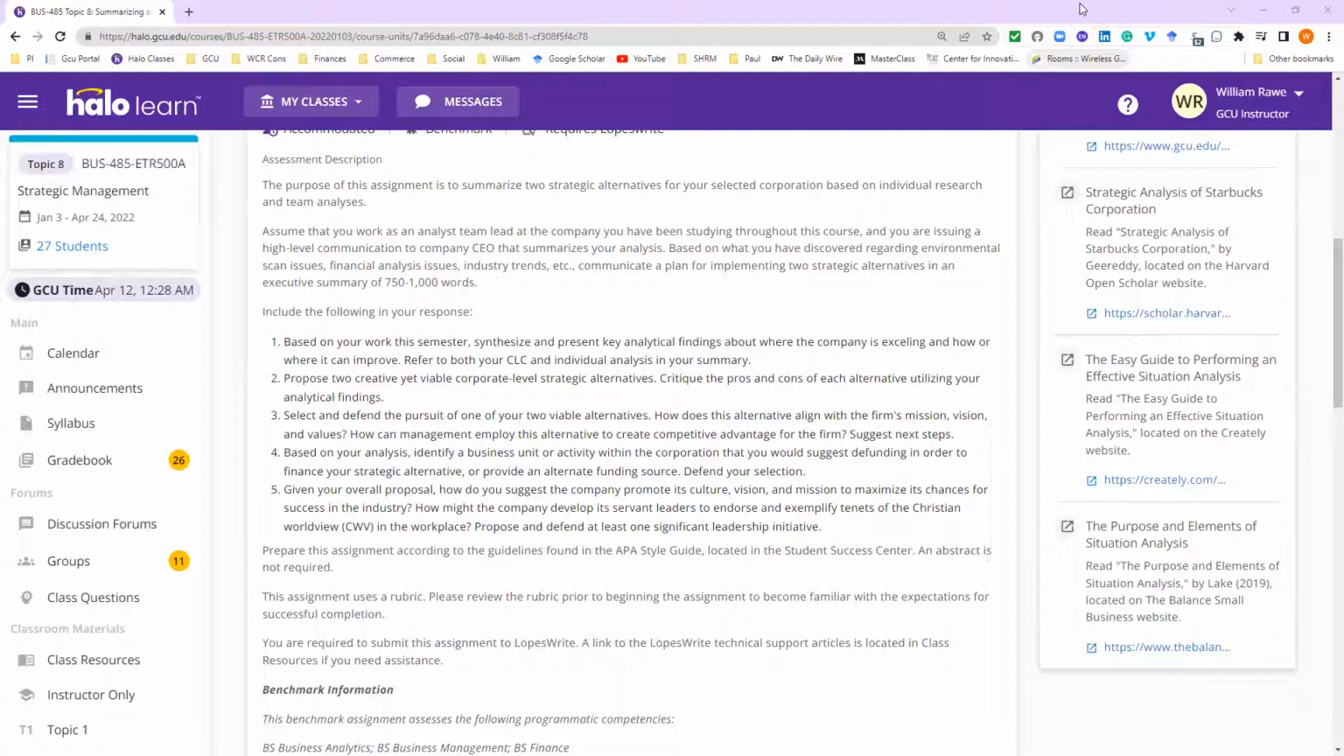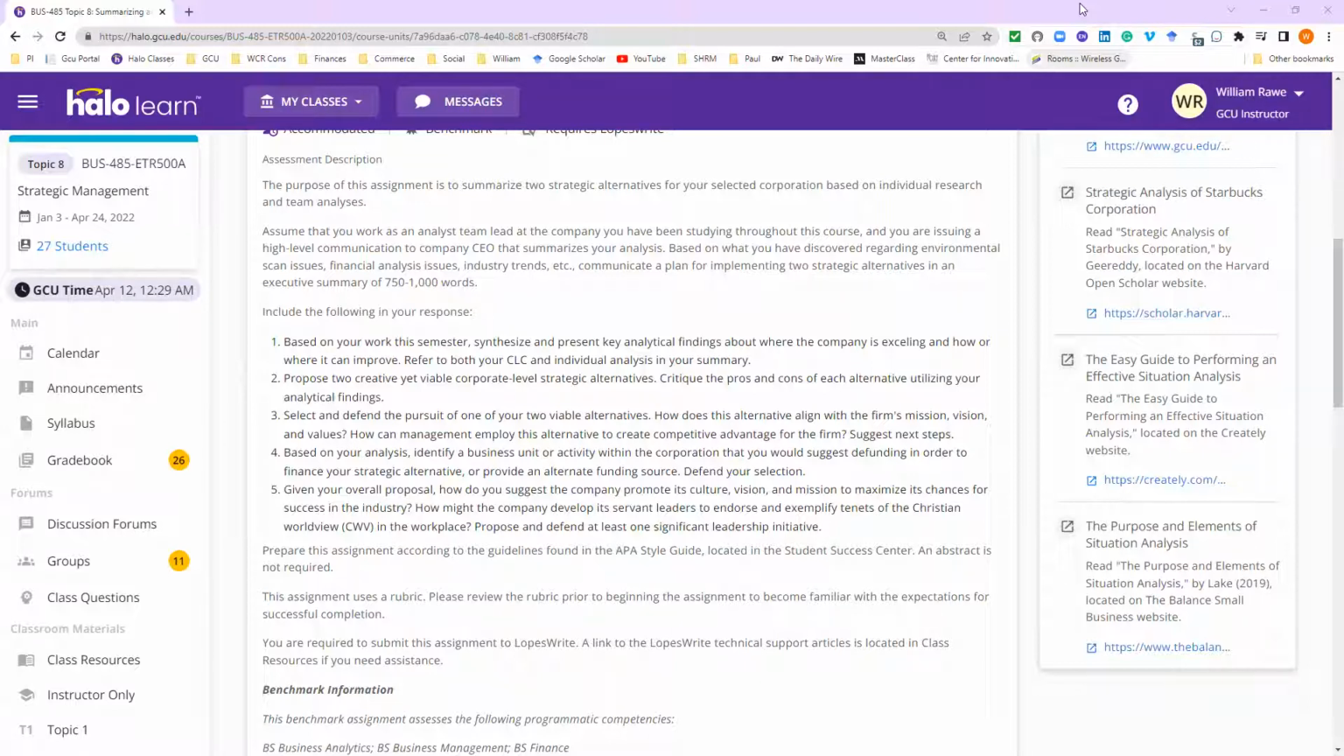You must name and describe a significant leadership initiative and then defend why this is the best leadership initiative for the company.